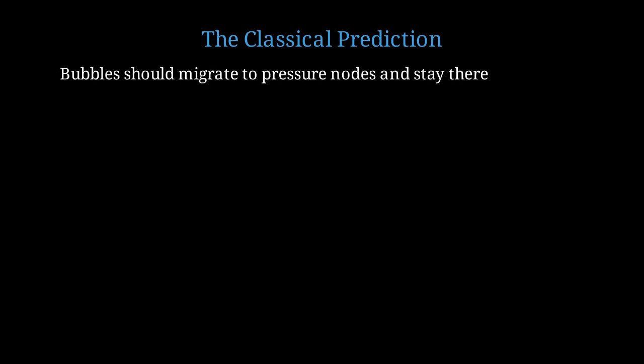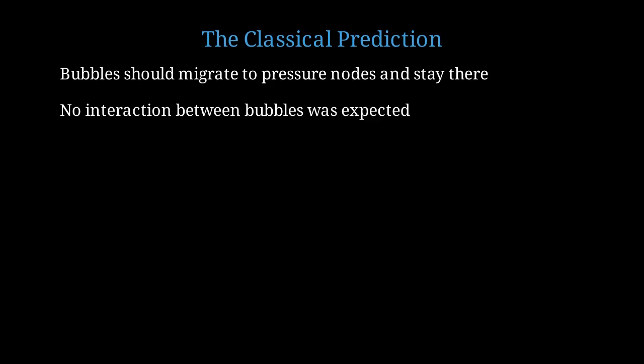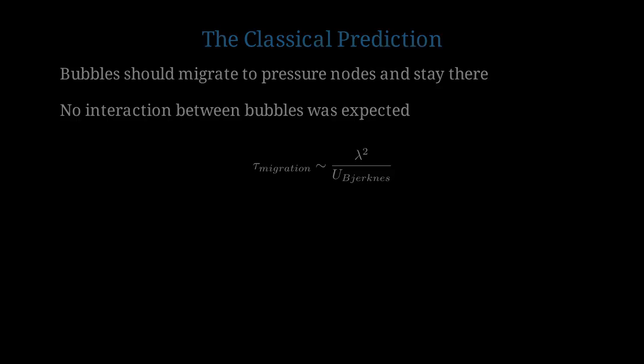Based on this understanding, classical theory made a clear prediction about bubble behavior. Bubbles should migrate to pressure nodes and remain stationary at those positions. This is single-body dynamics. Each bubble moves independently. The theory assumed that bubbles don't significantly interact with each other. Each bubble responds only to the external sound field. The migration timescale is approximately wavelength squared divided by the Bjerknes velocity. For typical conditions, this might be milliseconds to seconds.